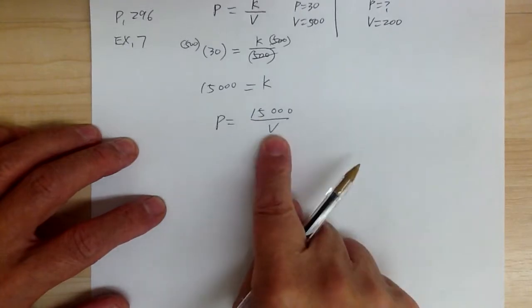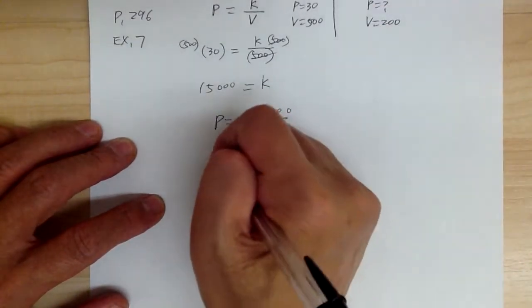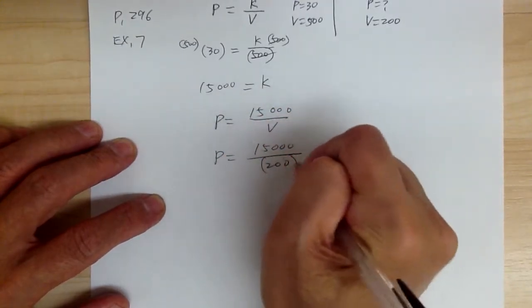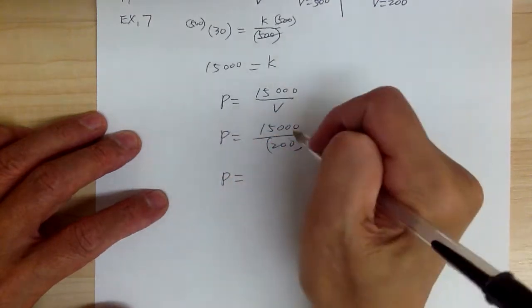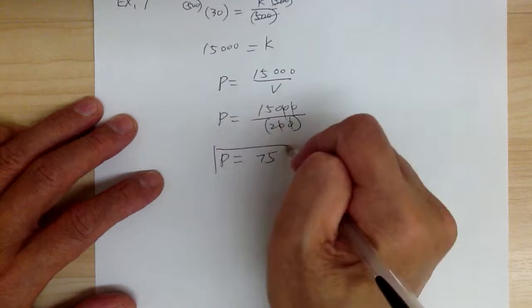So once you get your updated equation, then you can solve, right? So it tells you V equal to 200. You have to solve for P. So P equal to 15000 divided by 200. So P equal to, you can use a calculator or you can just do this, and 150 divided by 2 gives you 75.